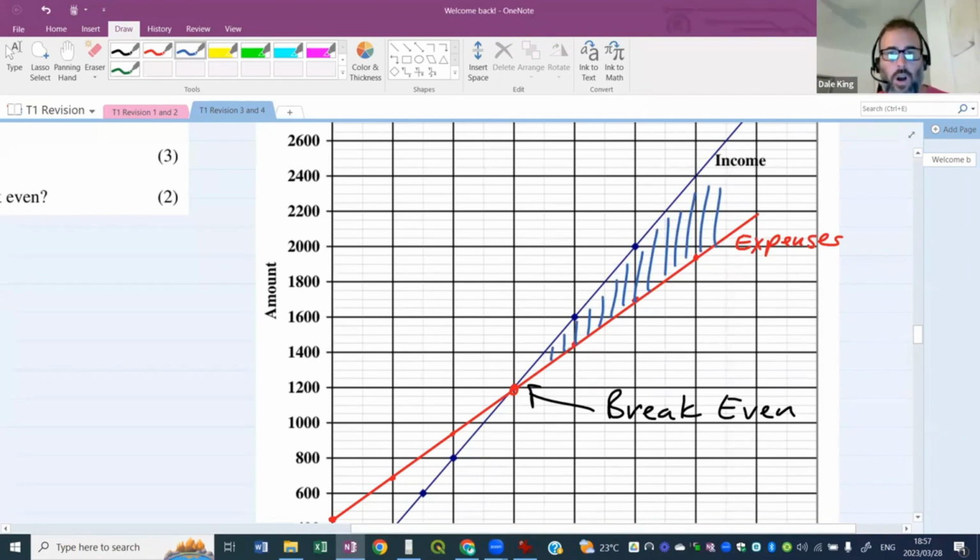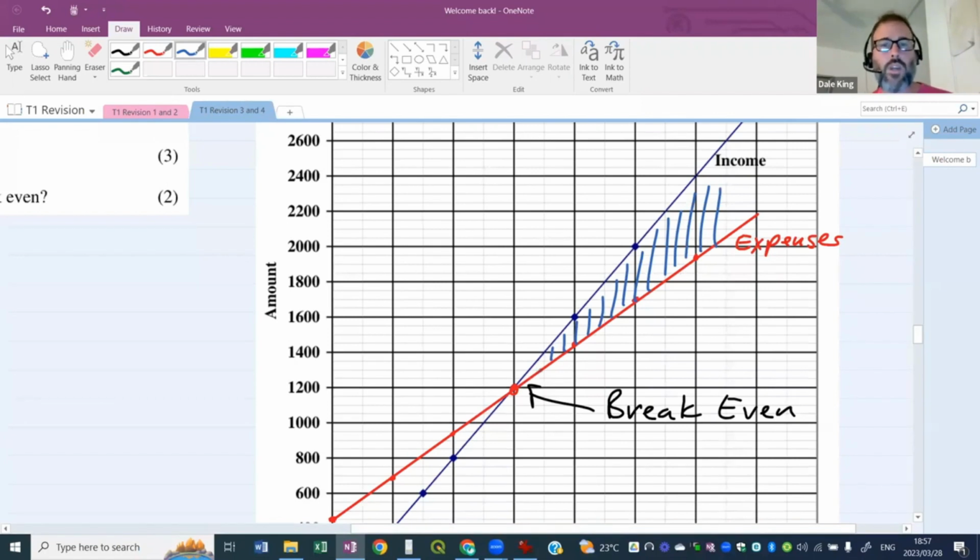At this part of the graph, after the break-even point, your income is more than your expenses. See, the blue line is above the red line. That means your income is higher than your expenses. You're getting more money coming in than you're getting money going out. And that's when you start to make profit. So this right-hand side of the graph here, where the income is higher than expenses, that's when you're making profit.